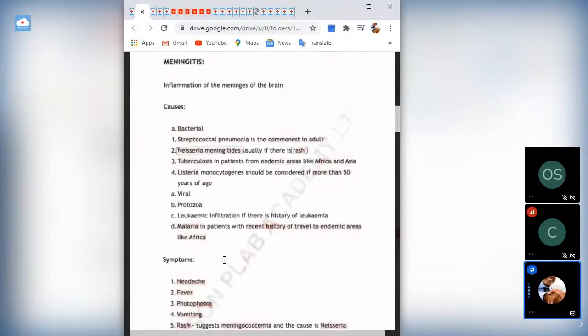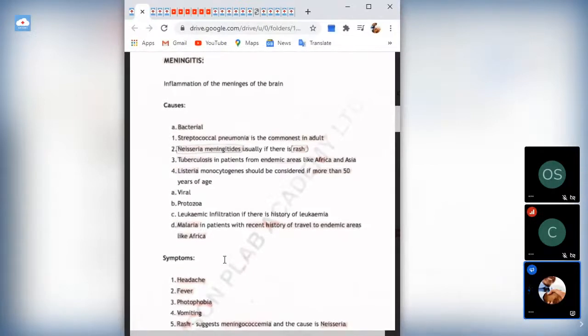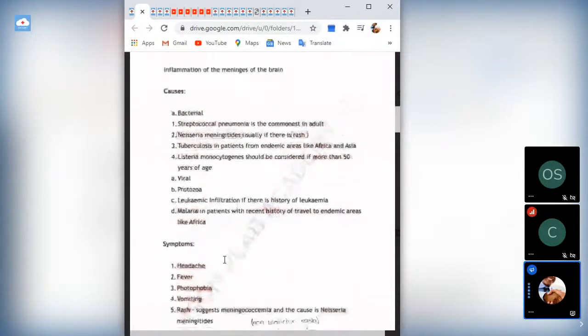So we'll just take the first three causes that they mentioned: Streptococcus pneumoniae, Neisseria meningitidis, Listeria monocytogenes. Coincidentally, these are also the ones that cause bacterial pneumonia. When you mention Streptococcus pneumoniae, you also mention Haemophilus influenzae, then you also mention Neisseria meningitidis. They also cause pneumonia as well as meningitis.